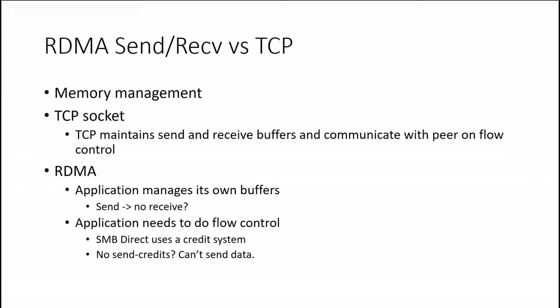For example, if you send some data to the remote, and the remote doesn't have any buffer to receive this send, then we have a problem in RDMA. For this reason, in RDMA, we need to carefully manage how the buffer is used by the transport. That's why we have a flow control system in SMB Direct. SMB Direct uses a credit system that's similar to the upper layer SMB protocol. You can only send data when you have credit. If you don't have credit, then you cannot send data.